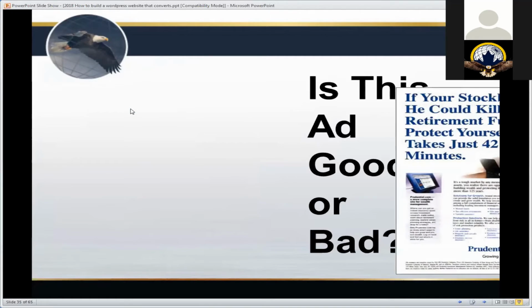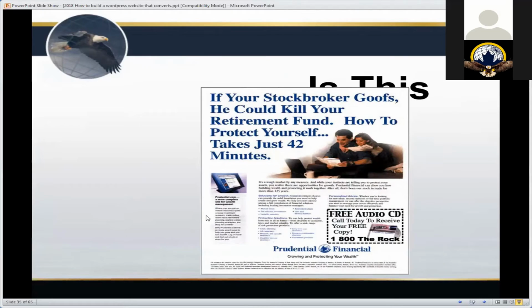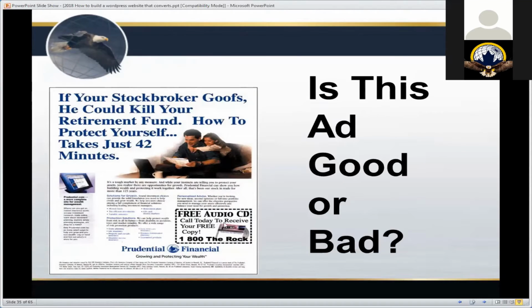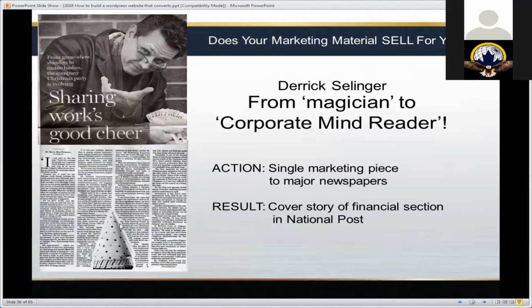So let's take a look at another one. Here's another one, the free audio CD or free MP3 or free zip drive, whatever it is, free right here. But if you're stockbroker goose, he can kill your retirement fund. How to protect yourself in less than just 42 minutes. And here's just some more information. We have some more education and so on. Really, that headline is what captures a person's attention, and that's what we'd like for you to start focusing on.